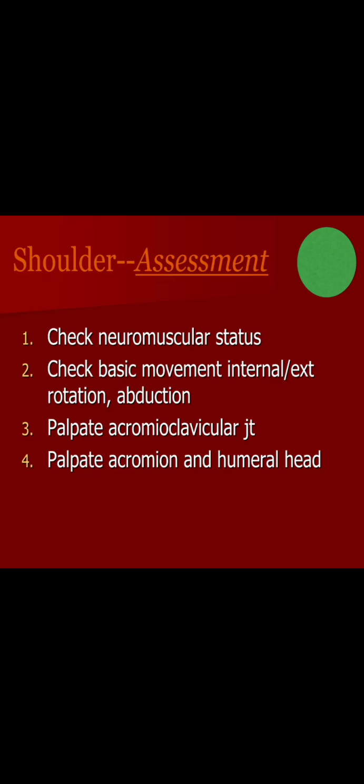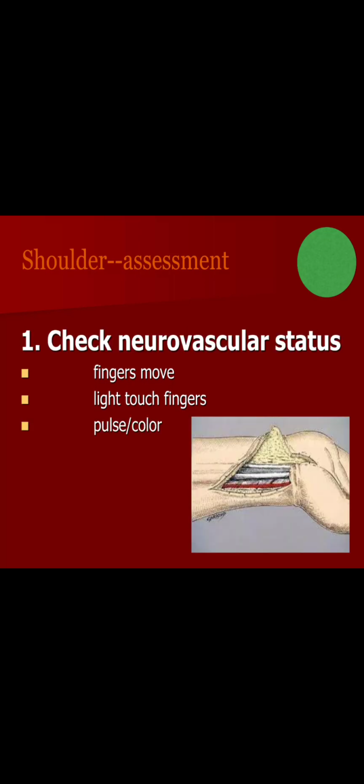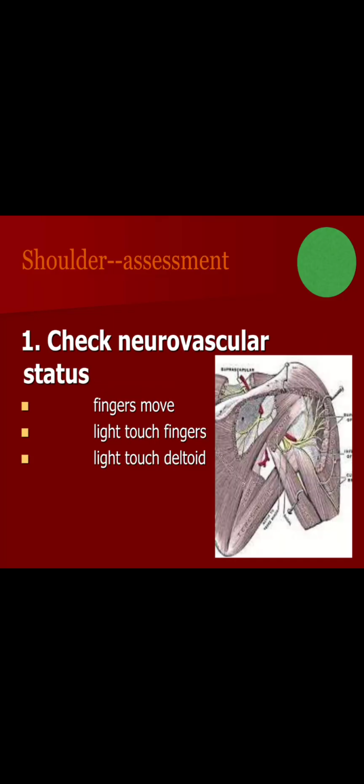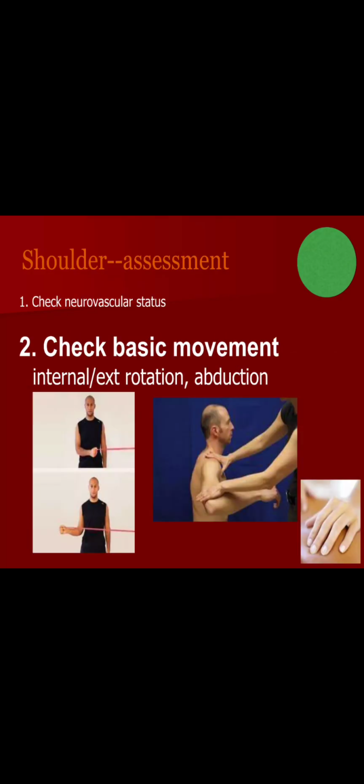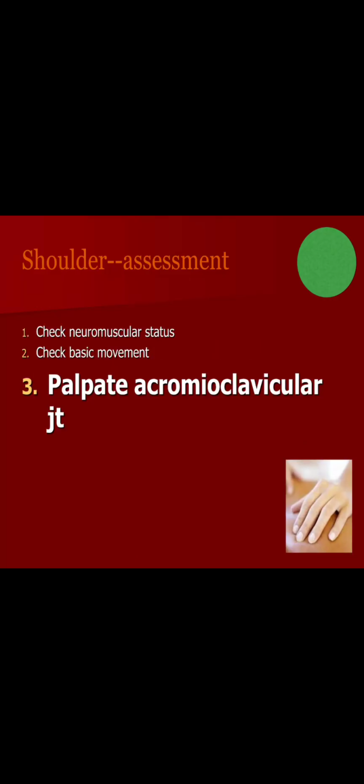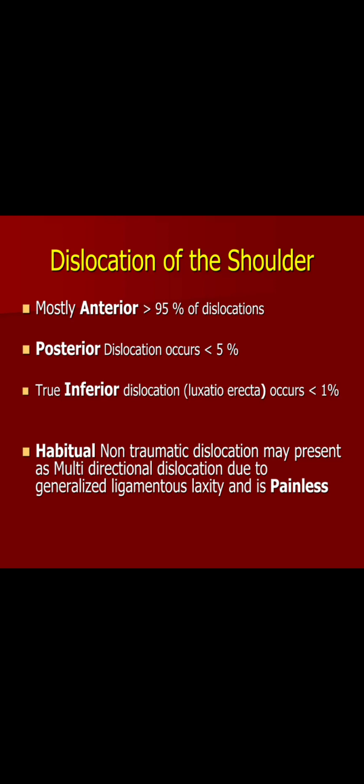Palpate the acromioclavicular joint, palpate the acromion and humeral head. Then check the neurovascular status: finger move, you can say move your finger, light touch on the finger, so that if there is any sensation loss you can refer to a neurologist. Check neurovascular status: finger move, light touch, pulse, color. Then check the basic movement, internal and external rotation or abduction, the movements which are possible at the shoulder, as you already studied. Then palpate the acromioclavicular joint, palpate all over.